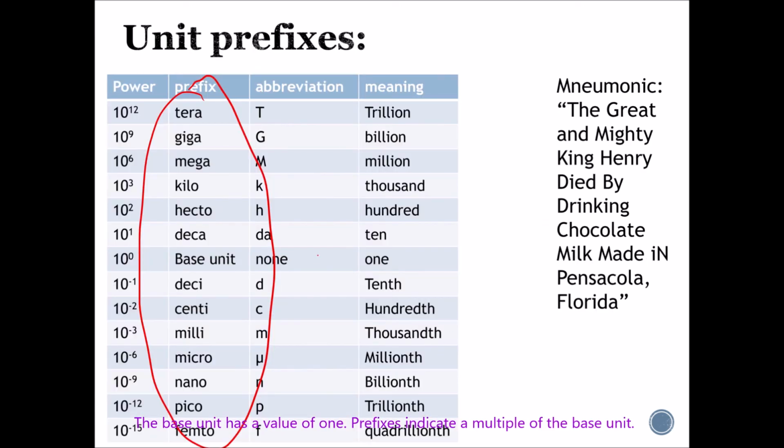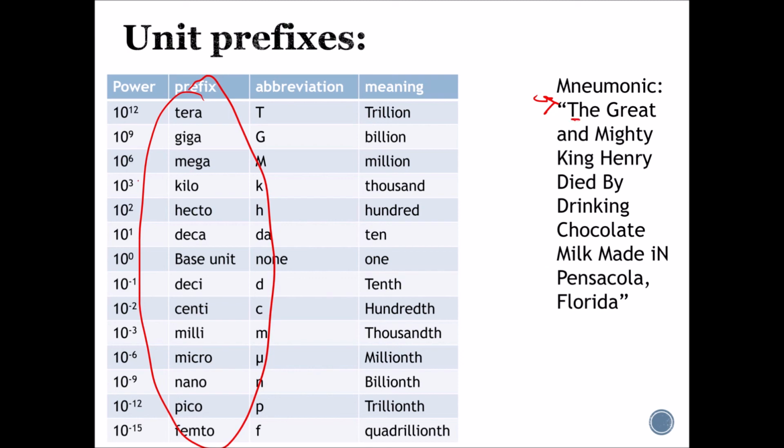Here are your prefixes. Listed here you have 14 prefixes. Now there are more, but these are the ones that you'll need to know for this course. In order to memorize these in the correct sequence, here's a mnemonic device for you. The great and mighty King Henry died by drinking chocolate milk made in Pensacola, Florida.